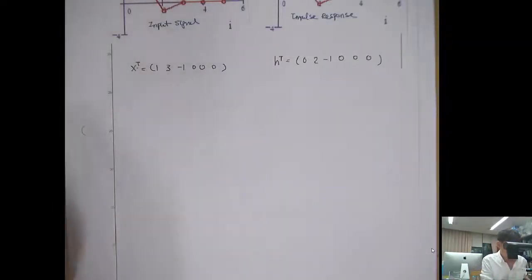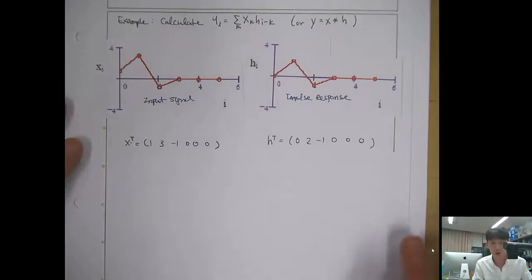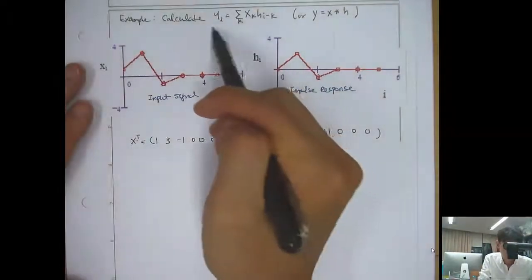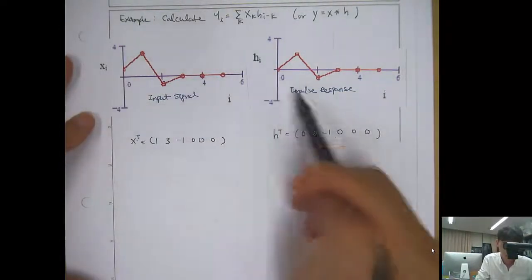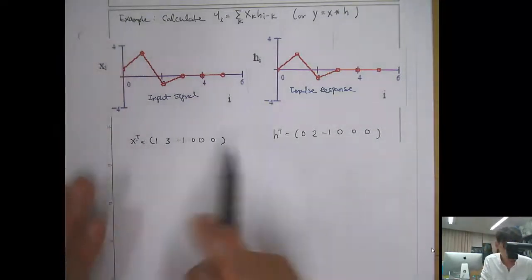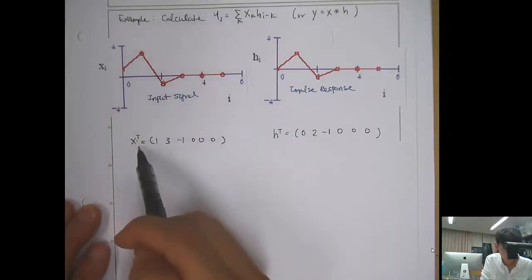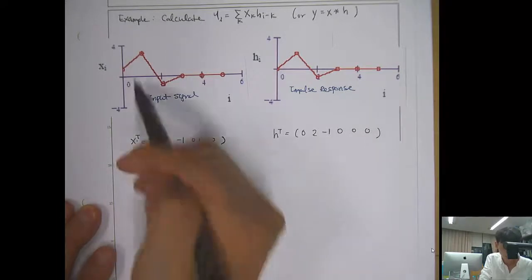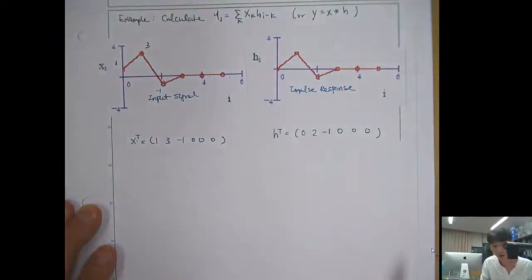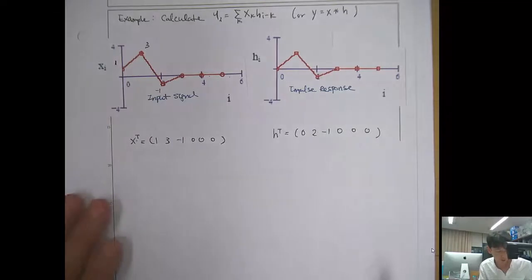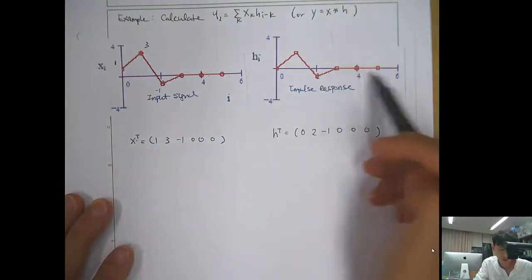Okay, let's try and do some pencil and paper type of calculation here. Let's calculate the convolution operation using this input signal x[i] and h[i], which is the impulse response. When you express this as an array, x transpose, the input signal, is 1, 3, minus 1, 0, 0, 0, when i increases from 0 to 5. And here, h, the impulse response, is 0, 2, minus 1, 0, 0, 0.